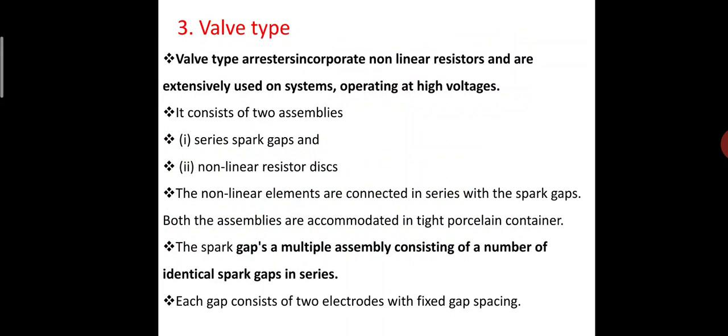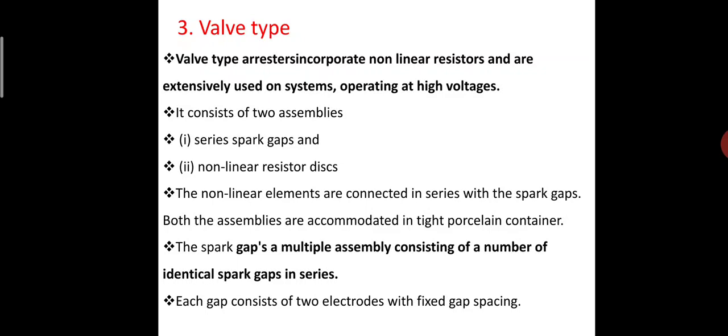This type of lightning arrester is also called a non-linear surge diverter. Valve type lightning arresters incorporate non-linear resistors and are extensively used on systems operating at high voltage.